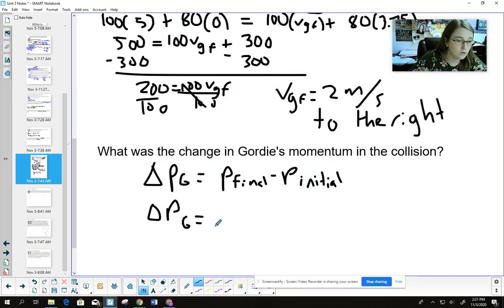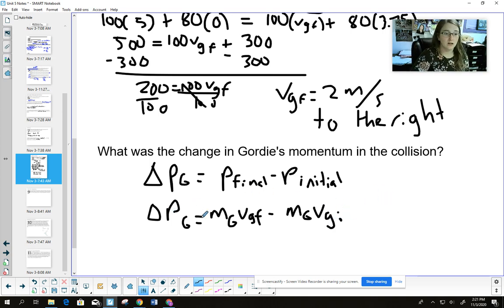The change in Gordy's momentum is going to be his mass, Gordy, times his final speed minus his mass times his initial speed, because that's the formula for momentum. So go ahead, you should have all the information. Plug it in, see what the change is.